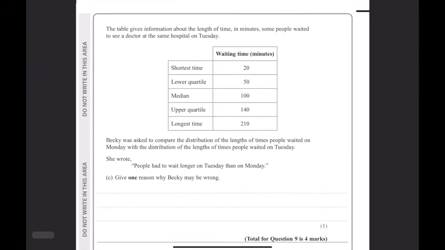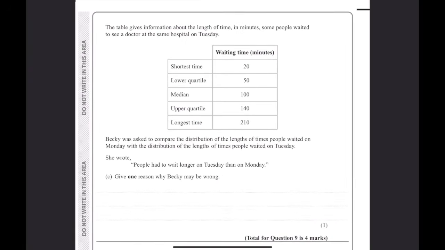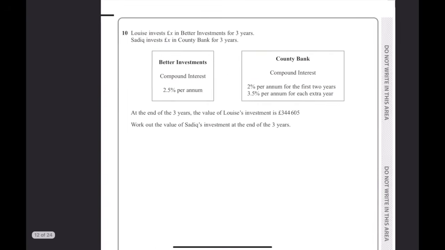So comparing this table to the previous box plot, did people have to wait longer on Tuesday than on Monday? So give one reason Becky might be wrong. Well, straight away, on the Monday box plot, the median was 120, but on Tuesday, the median was lower, which would indicate that most people probably didn't have to wait longer.